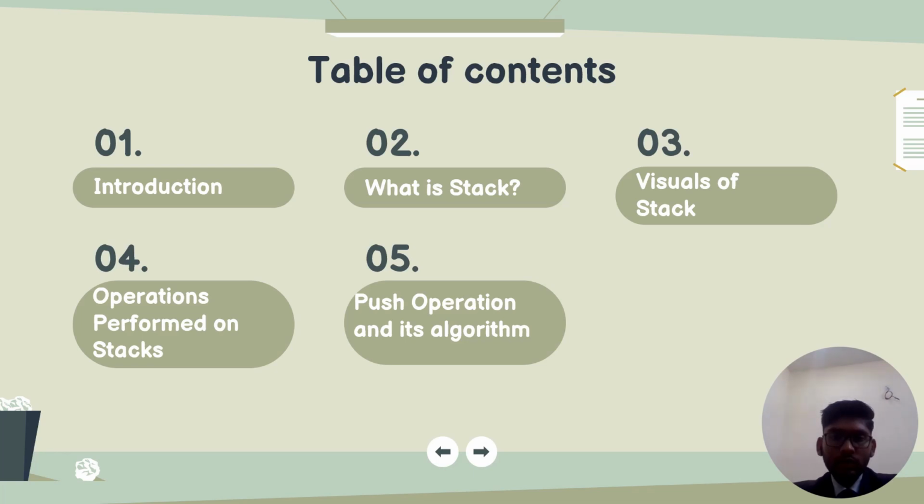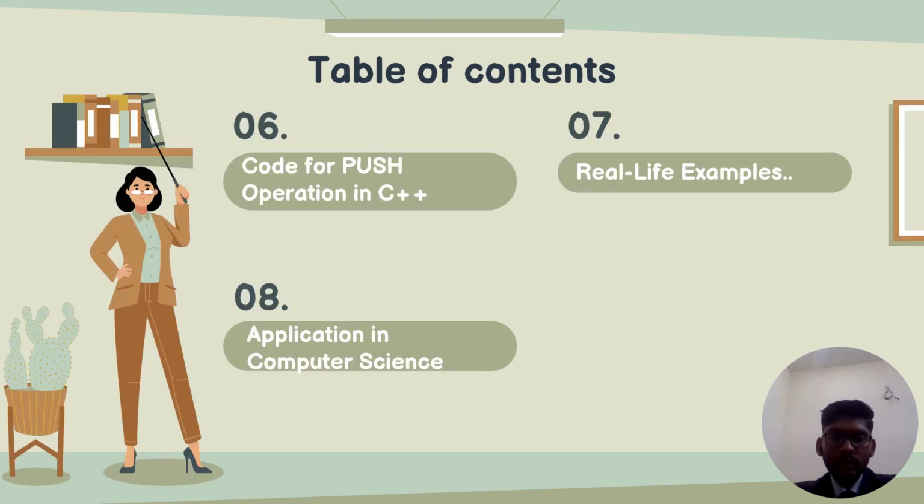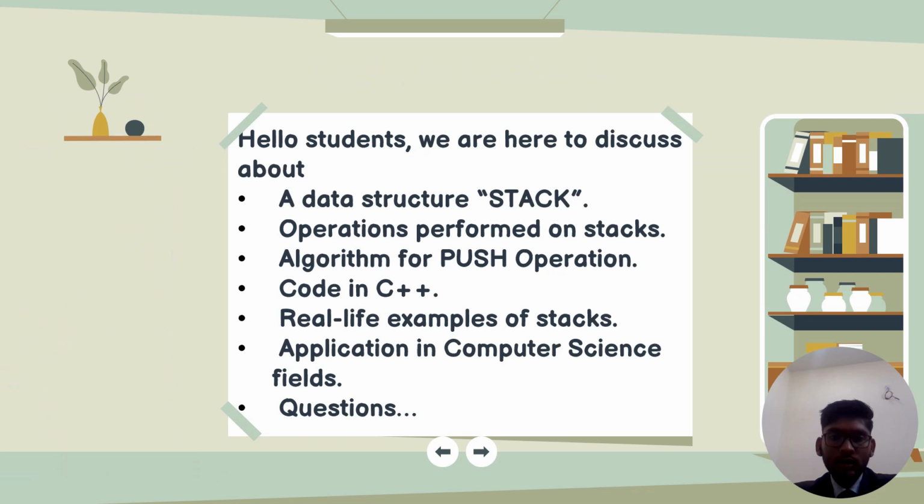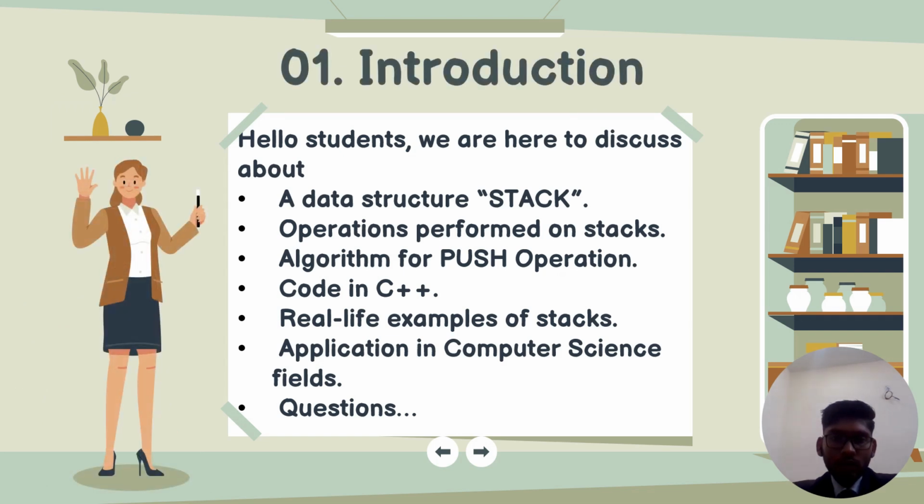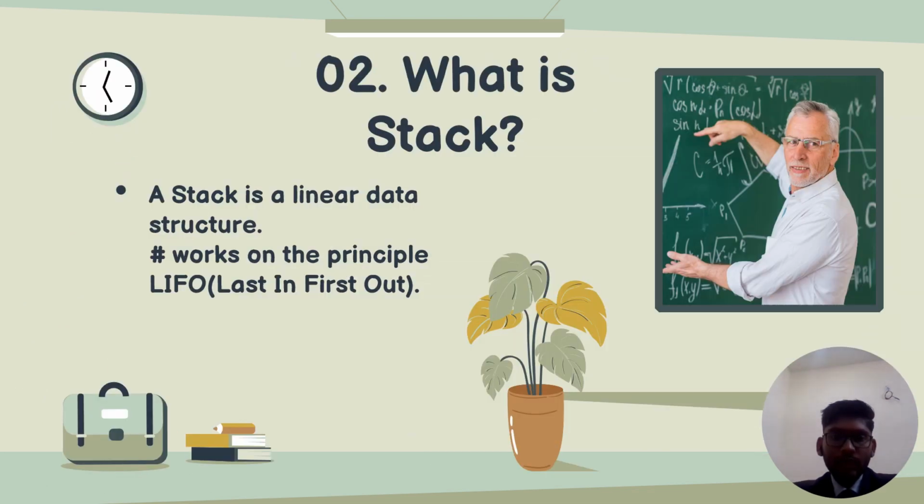So the contents we are discussing in this video is what is stack, how stack looks like, operations performed on stack, its algorithm and code, and further the examples of stack in real life and the field of computer science. So first of all, what is stack? A stack is a linear data structure which works on the principle of LIFO. LIFO means last in first out.